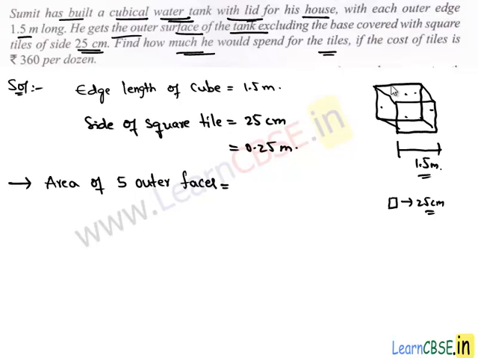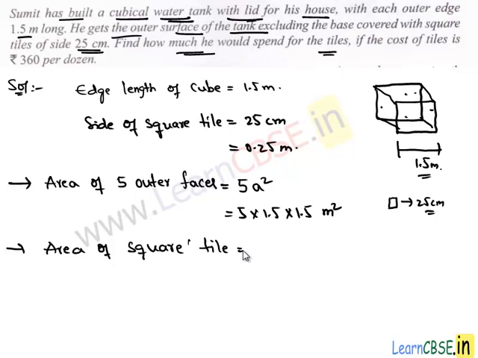Area of face is a square and we have 5 such faces, so 5 times a square, and it is equal to 5 times 1.5 times 1.5 meter square. Similarly, area of square tile, its side is 0.25 meters, so 0.25 times 0.25. It is the area of one square tile, and we don't know how many tiles are needed to cover this surface. So we assume n is the number of tiles that are needed to cover the outer 5 surfaces.